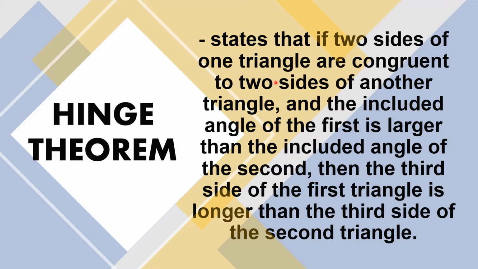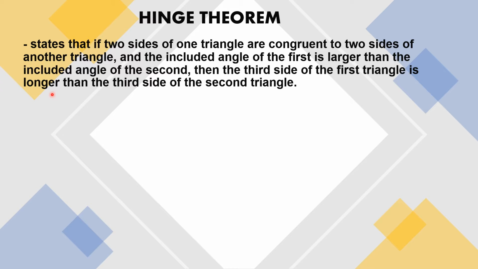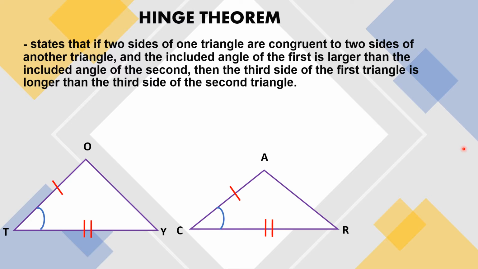So this is the definition of our Hinge Theorem. Let's go through the definition one by one. So, let's have an illustration. Here are our two triangles. Let's start with the first part of the definition. It states that if two sides of one triangle are congruent to two sides of another triangle.